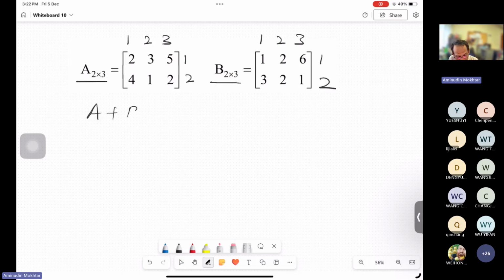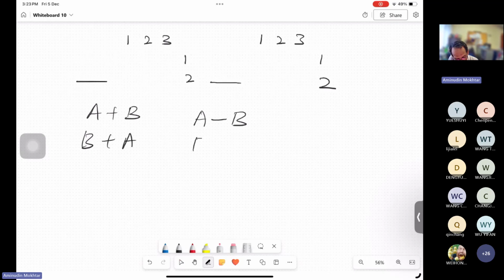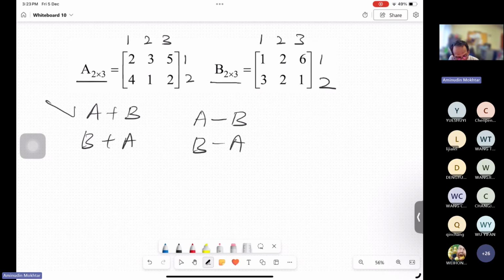A plus B, and for the subtraction, A minus B, or B plus A and also B minus A. All these operations can be done using matrix addition or subtraction, subject to the question. Since A and B have the same size, we can calculate A plus B, B plus A, A minus B, or B minus A.